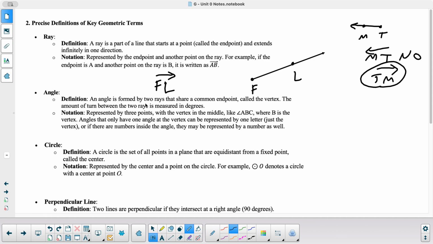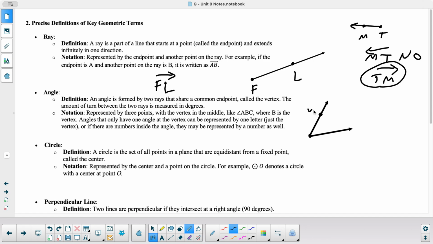All right, an angle is formed by two rays that share a common endpoint called the vertex. The amount of turn between the two rays is measured in degrees. The notation is represented by 3 points with the vertex in the middle, like angle ABC, where B is the vertex. Angles that only have one angle at the vertex can be represented by one letter, just the vertex, or if there are numbers inside the angle, they may be represented by a number as well. So two rays basically. So here's a ray, here's a ray, there's my angle. You need 3 points on it.